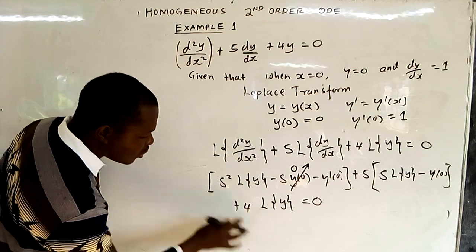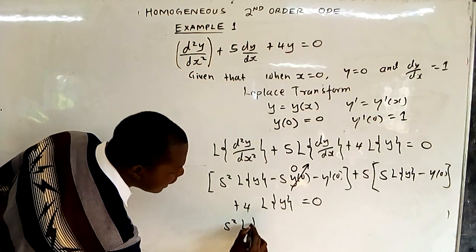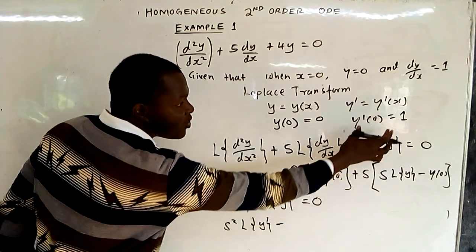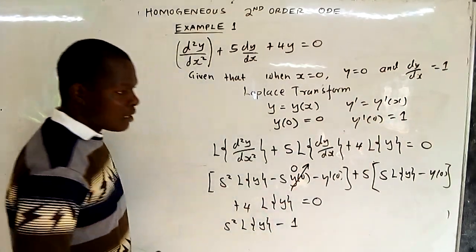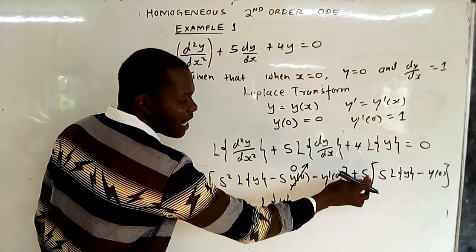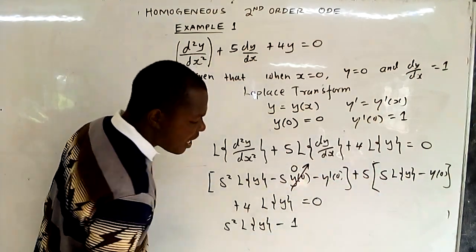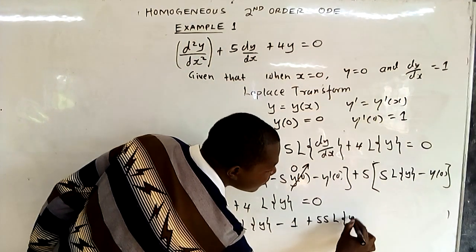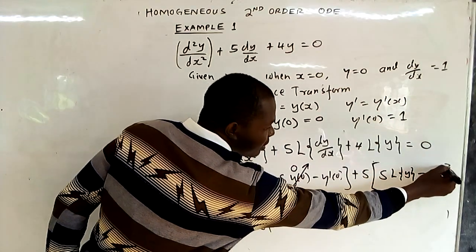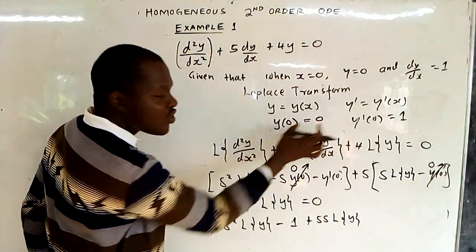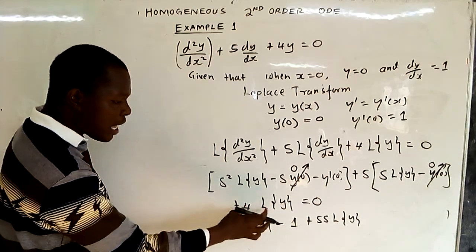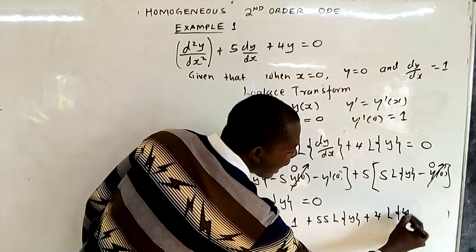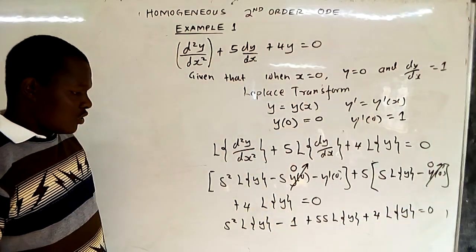This is 1. So if you substitute, you get s squared Laplace transform of y, this is 0 minus y prime of 0 you found is 1 minus 1. Go on, open that bracket. 5 times s is 5s. So it is plus 5s Laplace transform of y. 5 times y of 0 is 0. Y of 0 is 0 from top there. So we are done with that. Then we go here. Plus 4 Laplace transform of y to be equals to 0.